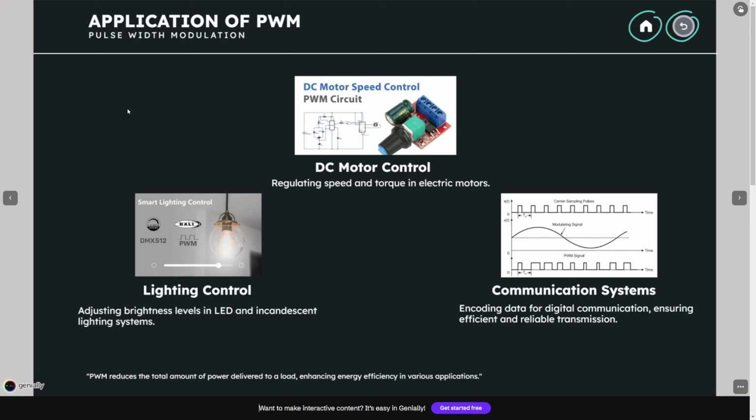And the last one is the communication system. PWM can encode data for digital communication, ensuring efficient and reliable transmission.